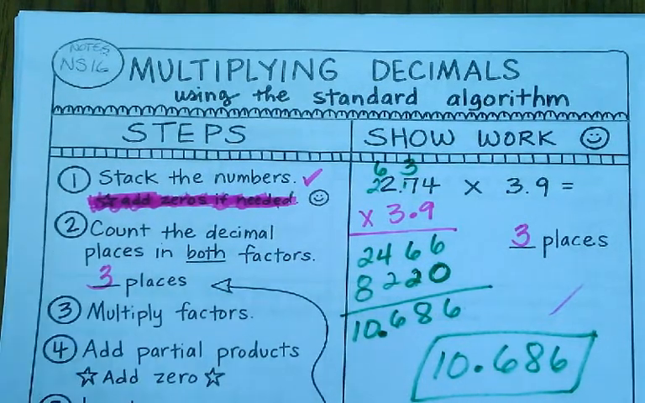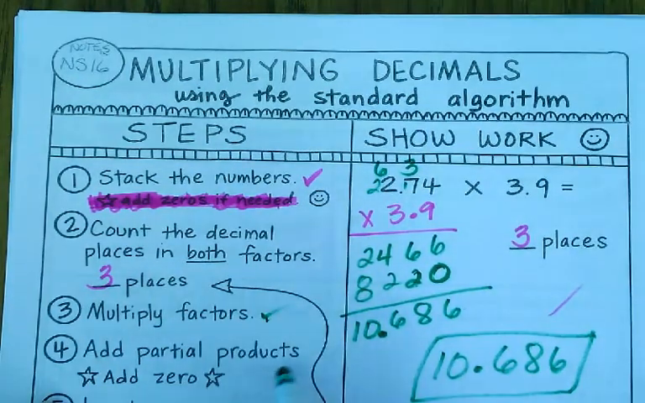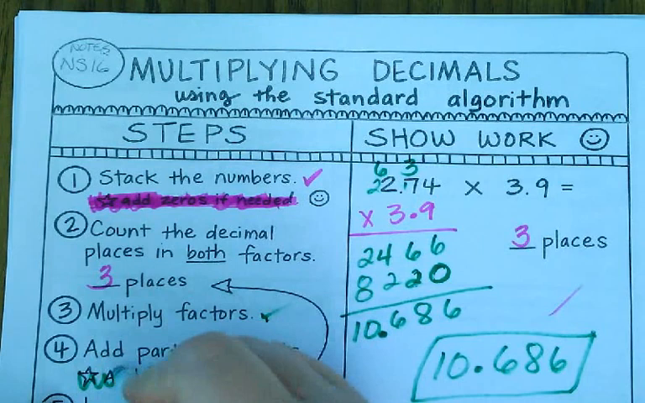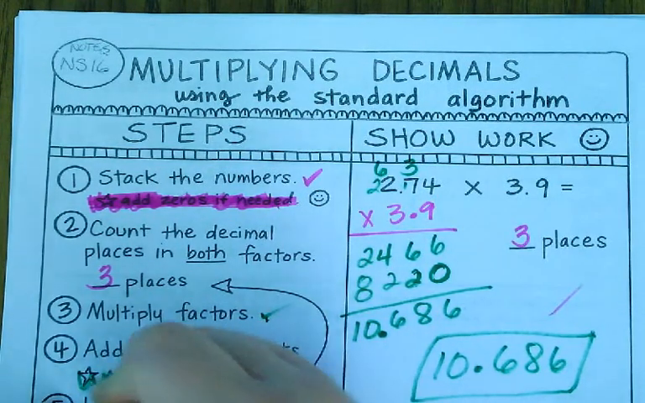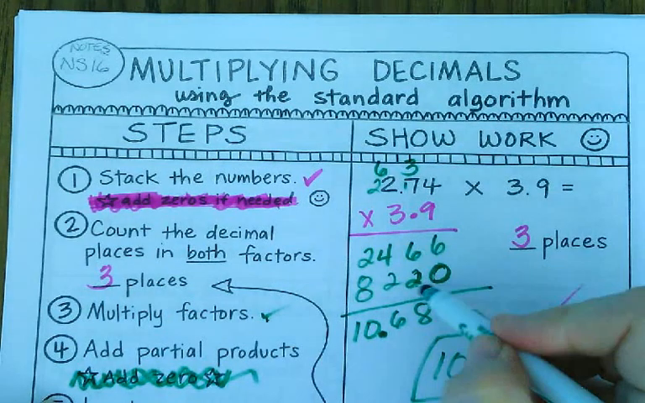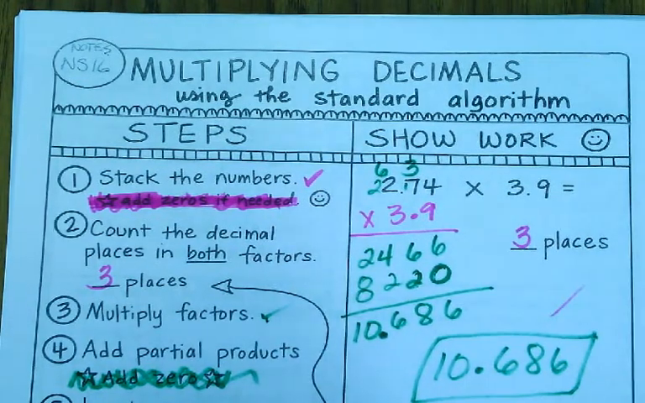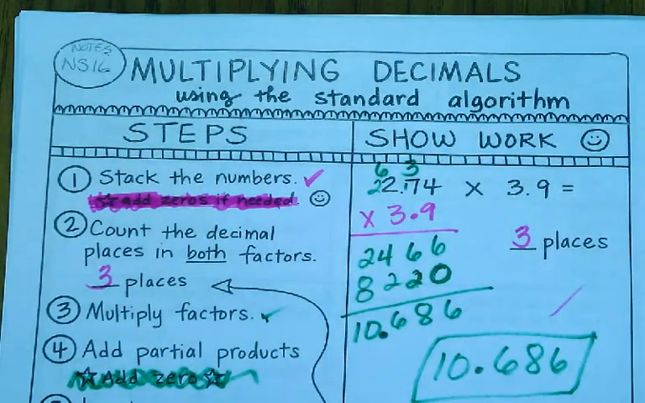Multiply the factors. We did that. Check. Add the partial products and add zeros. Again, get rid of that silly thing. That's just more work than we need to do. Okay, so you add those, and then in the product, start at the right and count to the left the same number of places, which we had were 3, and then insert your decimal point. Now, here's the really best part about this.